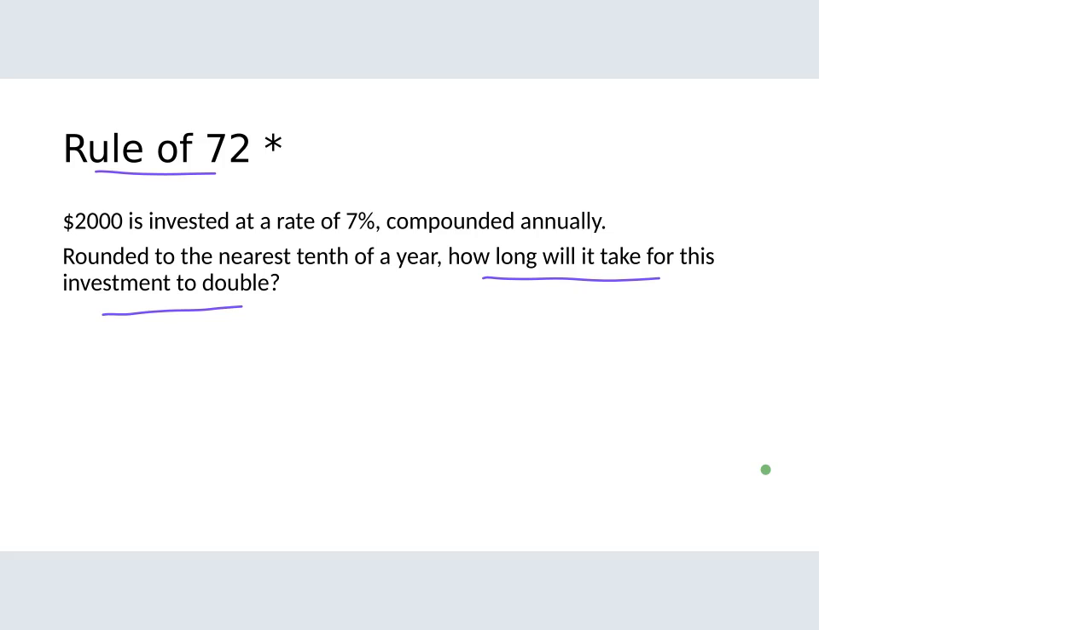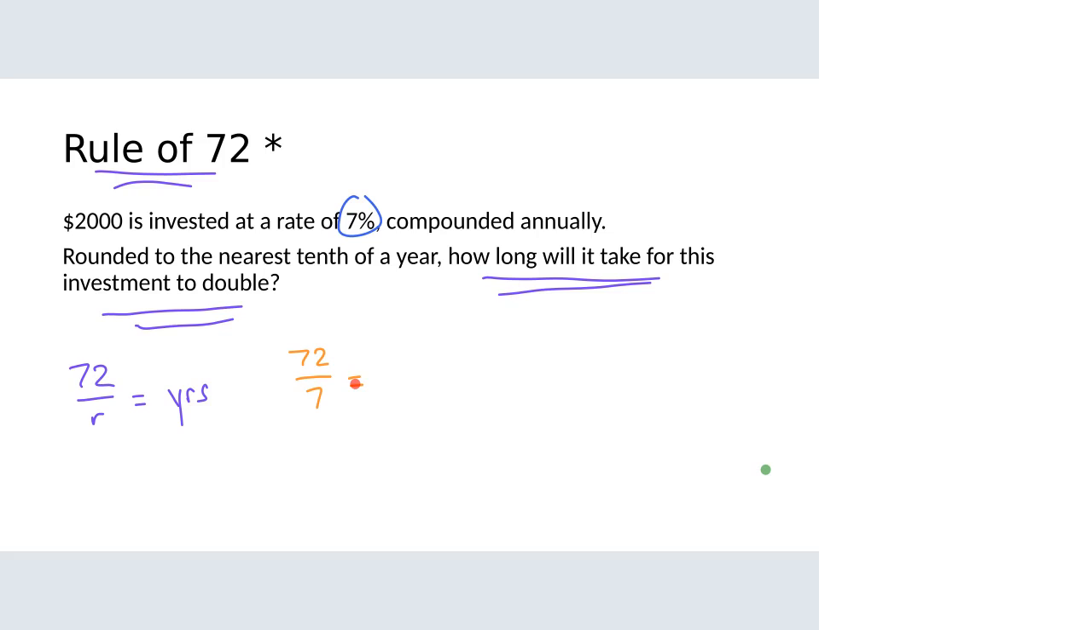$2,000 is invested at a rate of 7% compounded annually. Round to the nearest tenth of a year. How long will it take to double? As soon as we read "how long will it take to double," that means this is a rule of 72 question, and I know that's just 72 over the rate will give me the number of years it will take to double. The rate was 7%, so if I just do 72 divided by the rate, that'll give me the number of years.